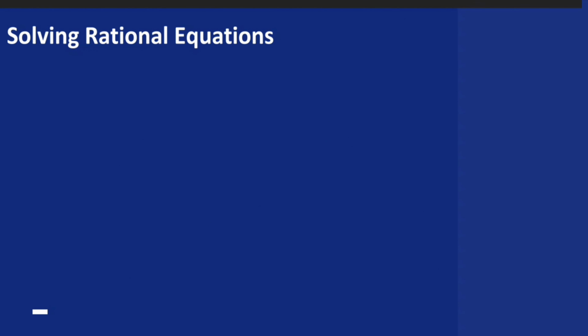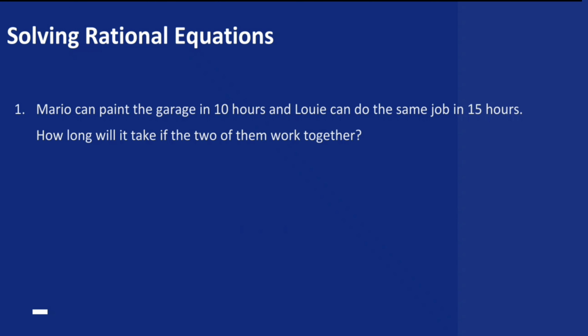This lesson can be applied on problems involving work problems or proportions, even velocity problems, and many more. So let's try solving real-life situations that can apply solving rational equations. Let's say you have Mario can paint the garage in 10 hours and Louis can do the same job in 15 hours. How long will it take if the two of them work together? So this problem here is an example of a work problem.